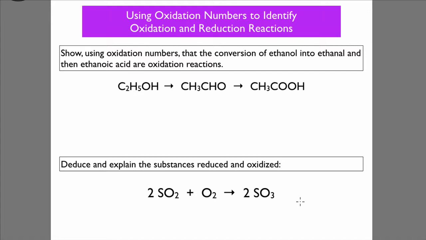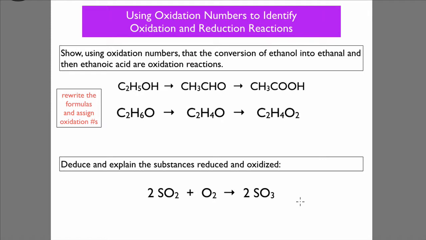Okay, we're going to show using oxidation numbers that the conversion of ethanol into ethanal and then ethanoic acid are oxidation reactions, which we saw on a previous slide. First things first, you can rewrite the formulas and assign oxidation numbers. Okay, so rewrite it and then add the oxidation numbers above.